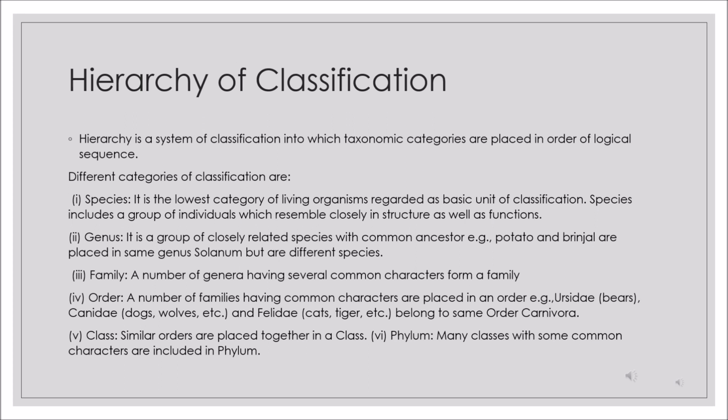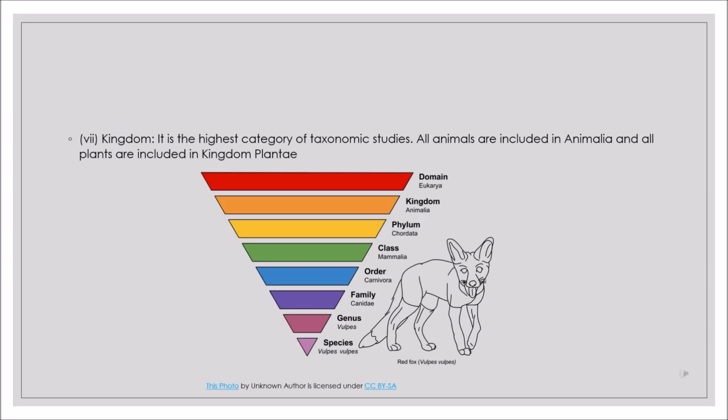So the next is class. Similar orders are placed under one class. And next is phylum. Many classes with some common characters are put under one phylum. And finally, kingdom. It is the highest category of taxonomic studies. As you can see in the image, the kingdom is the first category of the whole classification.